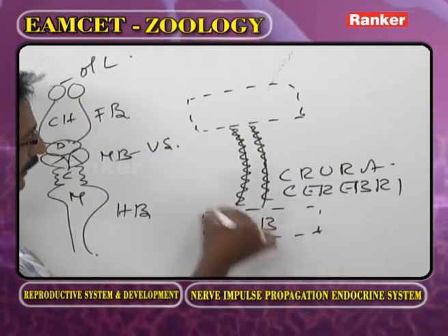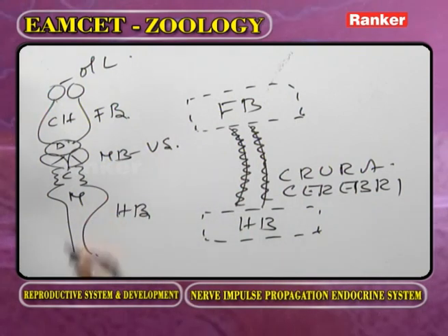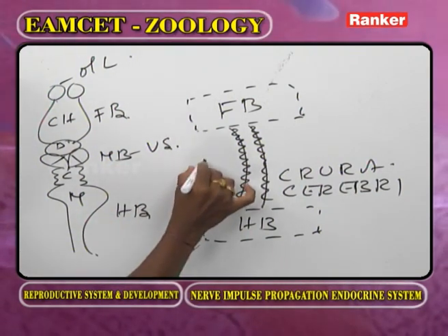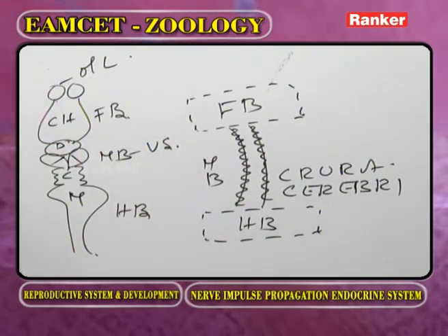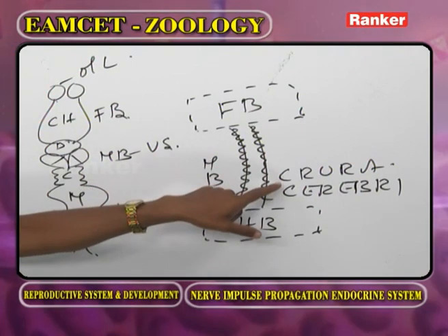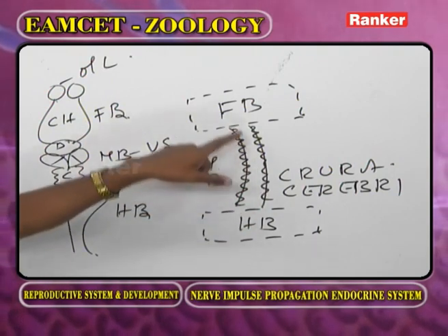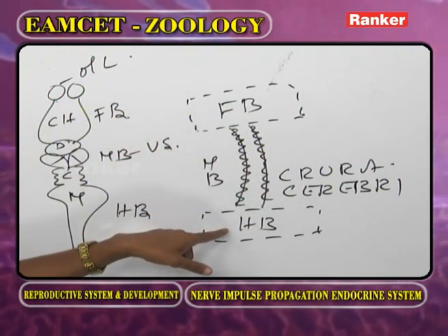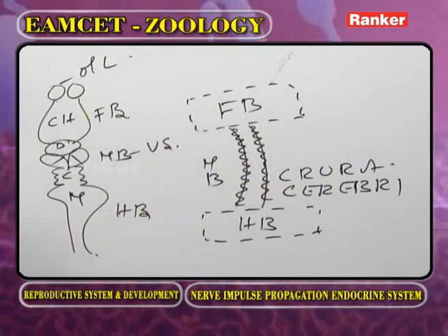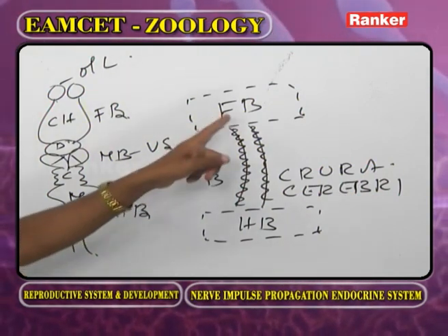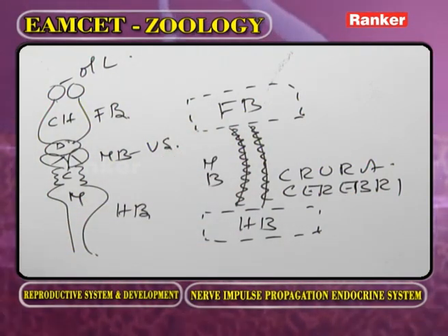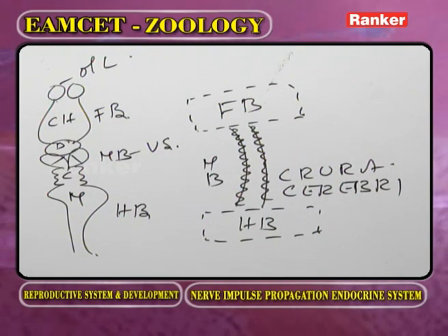This is hindbrain, this is the forebrain, and this one we call the midbrain. On the ventral side of midbrain, crura cerebri. The crura cerebri ventrally connects the forebrain and hindbrain. How many crura cerebri? Only two. What type of nerve tracts are they? Longitudinally arranged. Now we go for the next question.